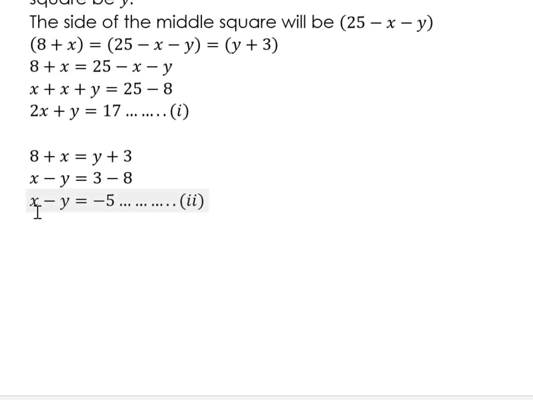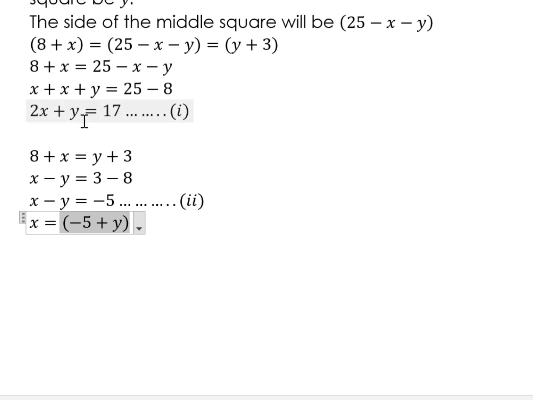And in that case, we shall have x being equal to negative 5. And when negative y crosses the equal sign, it changes to positive y. So we shall have x being equal to negative 5 plus y. This is the equation I'm going to use to substitute in this x so that we can get y.